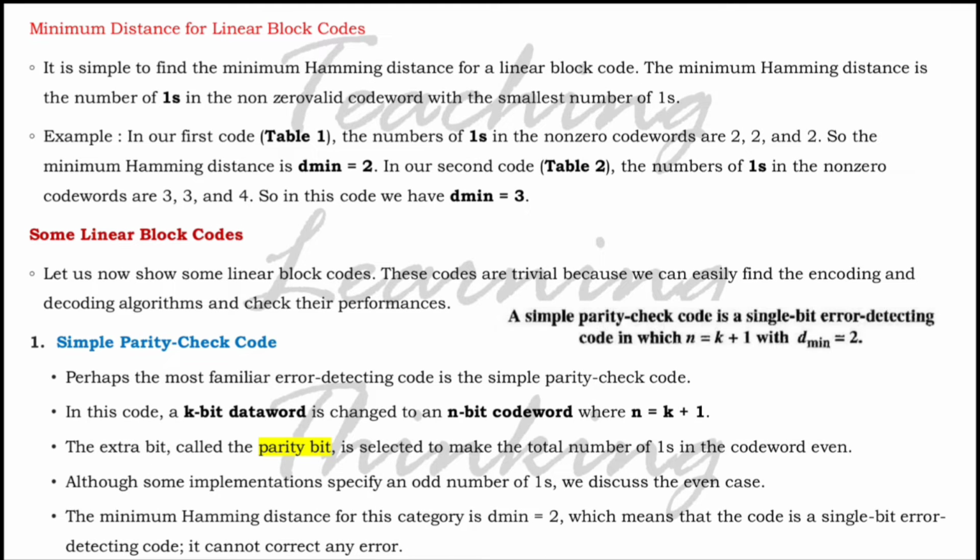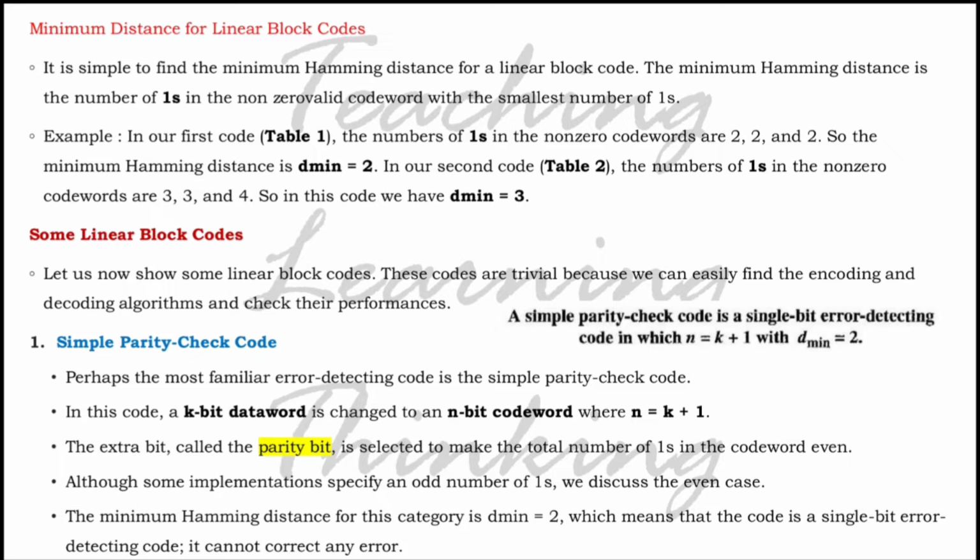Minimum distance for linear block codes. It is simple to find the minimum Hamming distance for a linear block code. The minimum Hamming distance is the number of ones in the non-zero valid code word with the smallest number of ones. For example, in the code of table 1, the number of ones in the non-zero code words are 2, 2 and 2. So the minimum Hamming distance is dmin equal to 2.